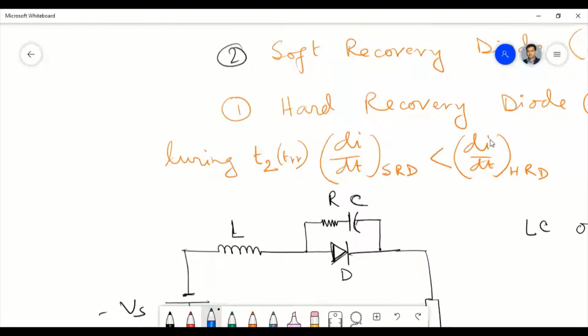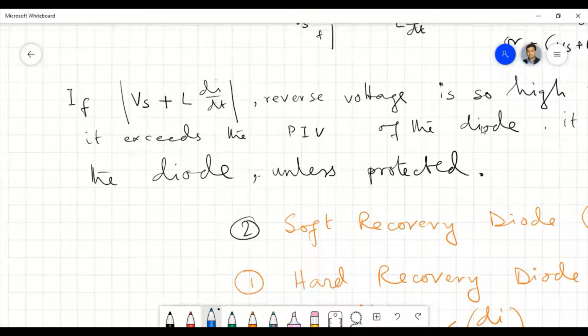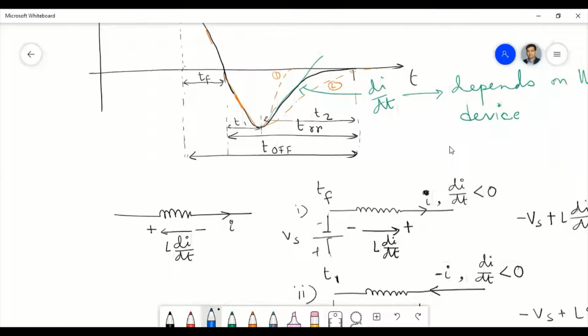So when the reverse voltage is applied on a diode, then for a brief period, the diode current becomes negative. So the time from which the diode current becomes negative to the time it becomes positive again, that time is called the reverse recovery time.